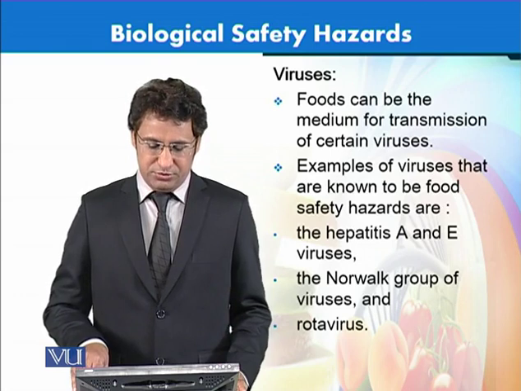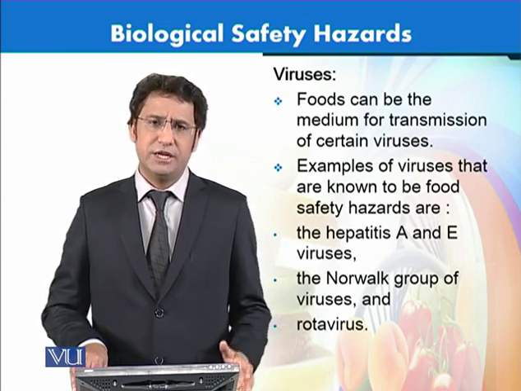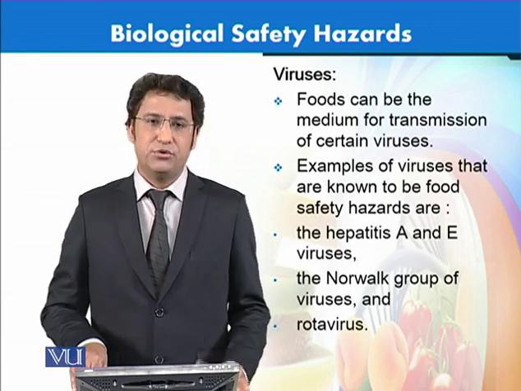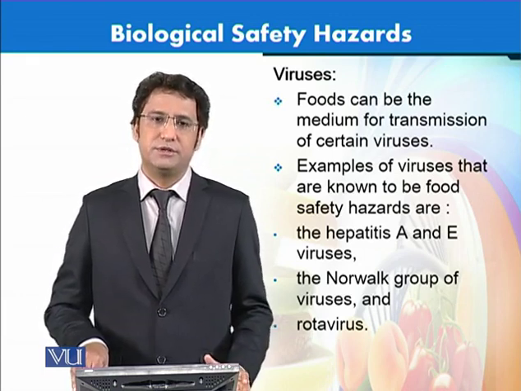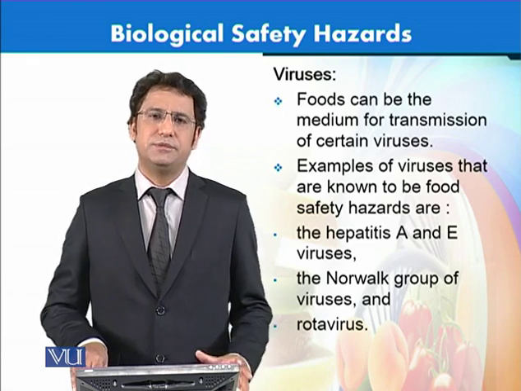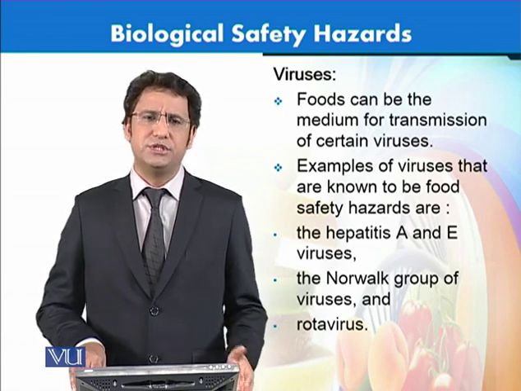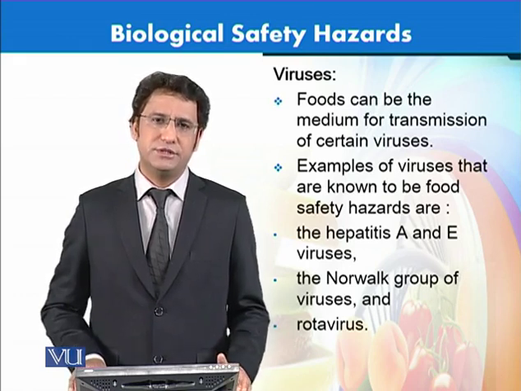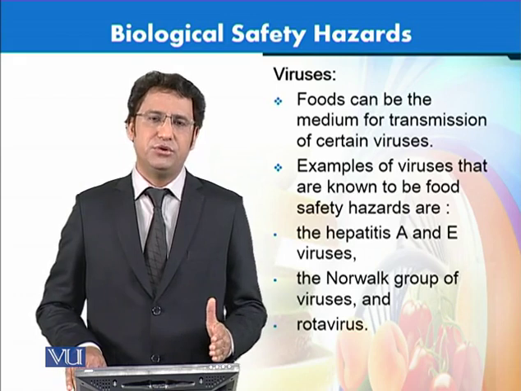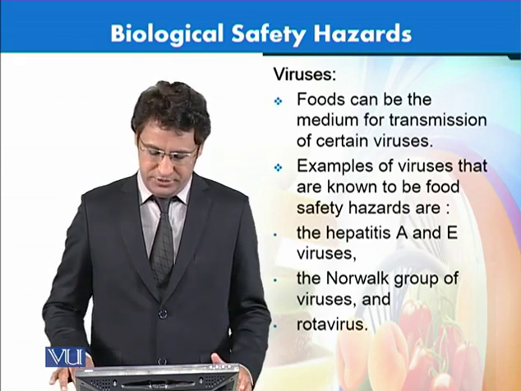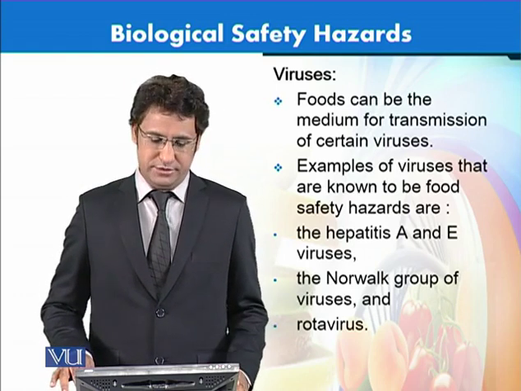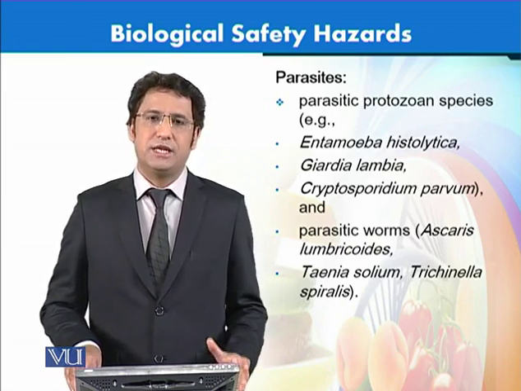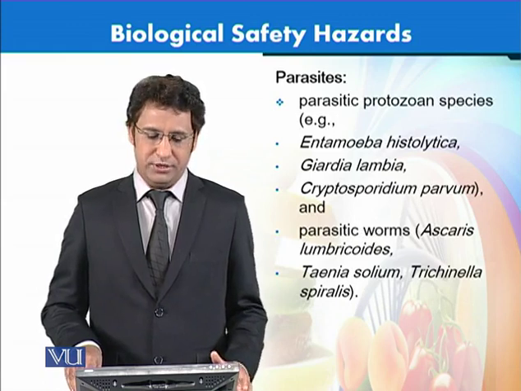Similarly, there is the Norwalk group of viruses. They are again responsible for many health incidences the world over. And rotavirus is responsible for many diseases related to the GI tract. So these viruses are important biological hazards that find their way into food and then spread using food as a carrier. If we talk about the third category of biological hazards in food, it would be parasites.